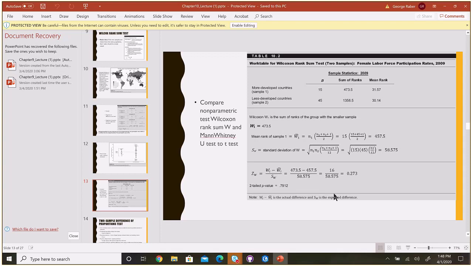All right, here is showing some of the math though. We've got the more developed countries. First of all, they only use the top 15 more developed countries. I split it almost right down the middle. The average rank of the top 15 high development index countries was 31.57. In the less developed countries, the average rank in terms of their percentage of females in the labor force was 30.41. Okay. So they got a different value. Look at their two-tailed p-value. It's 0.7912. That's a totally different value.